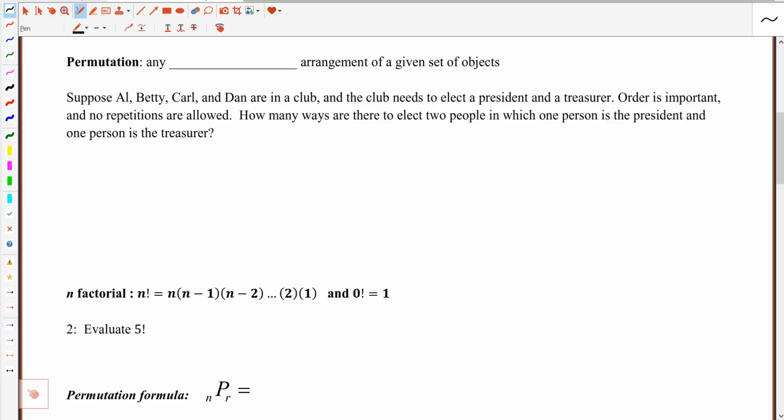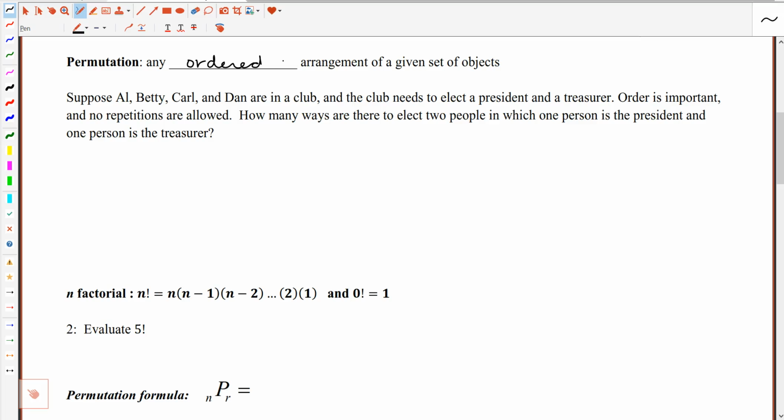So now that we've reviewed the fundamental counting principle, let's now take a look at what a permutation is. A permutation is going to be any ordered arrangement of a given set of objects. The key thing about a permutation is order matters. So let's take a look at an example.